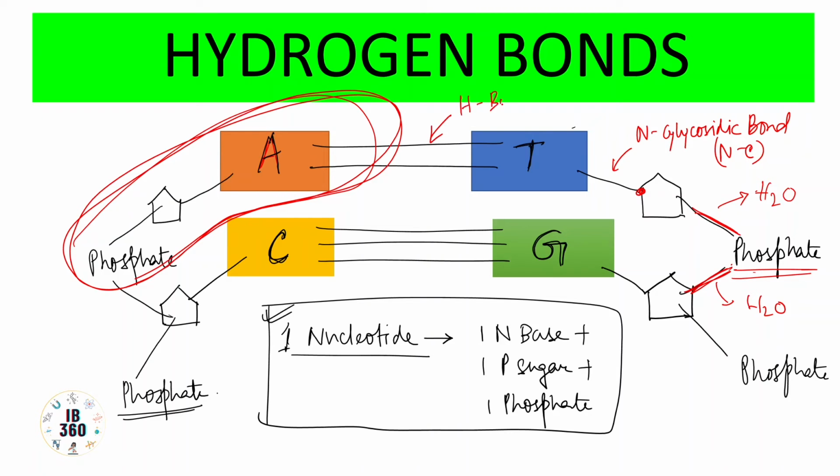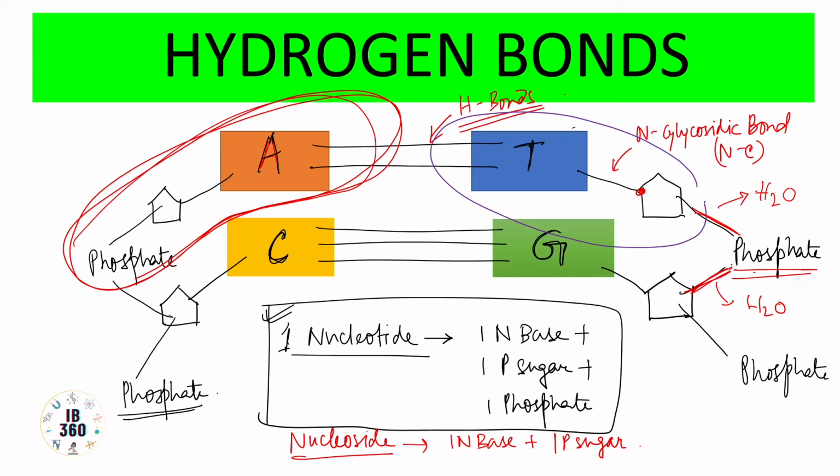Fine. Another term which often comes as a question is, what is a nucleoside? This is a nucleotide. So a nucleoside is nothing but the nitrogen base and the pentose sugar, and that's it. No phosphate group. Only this will be a nucleoside: the nitrogen base and the pentose sugar, and not the phosphate.